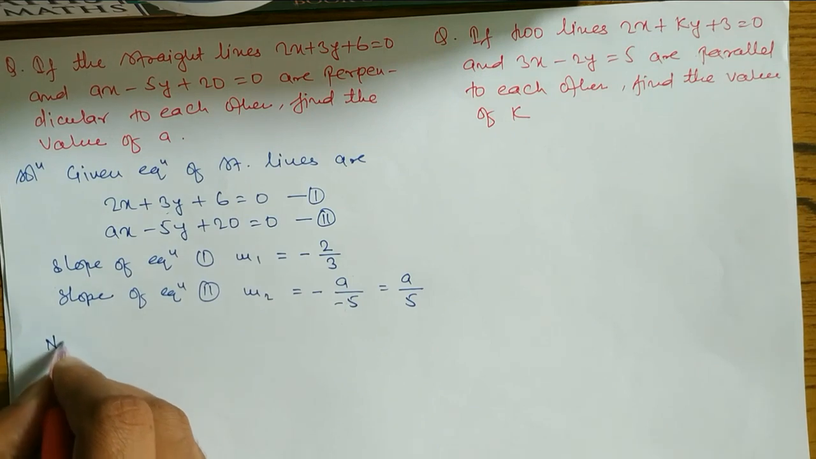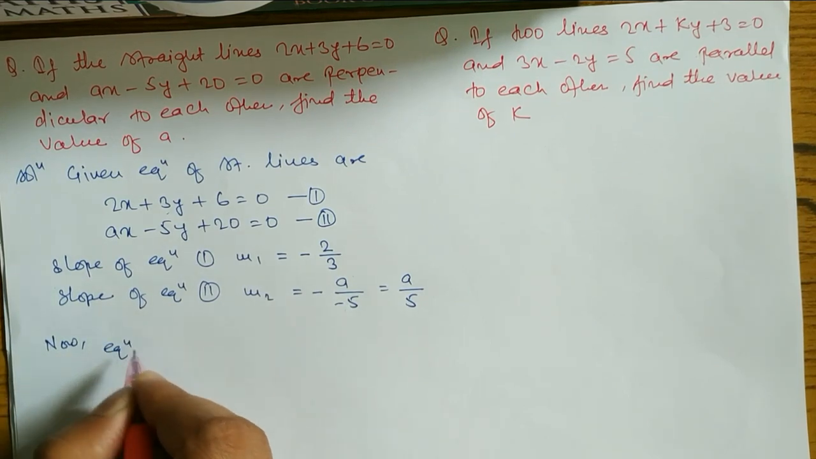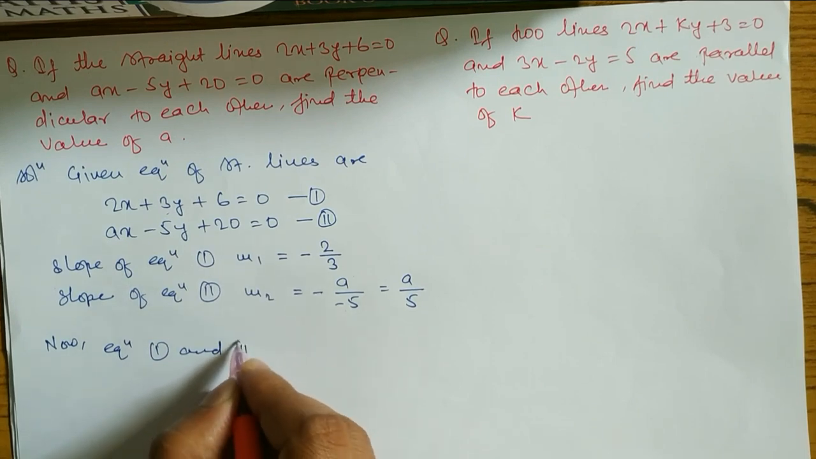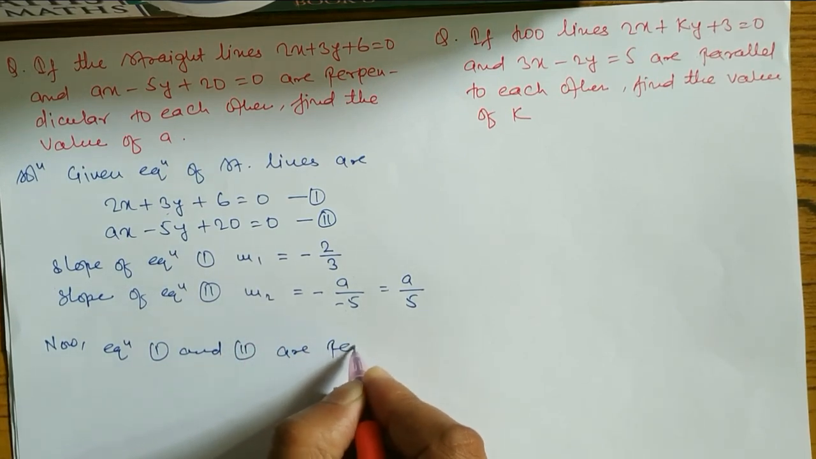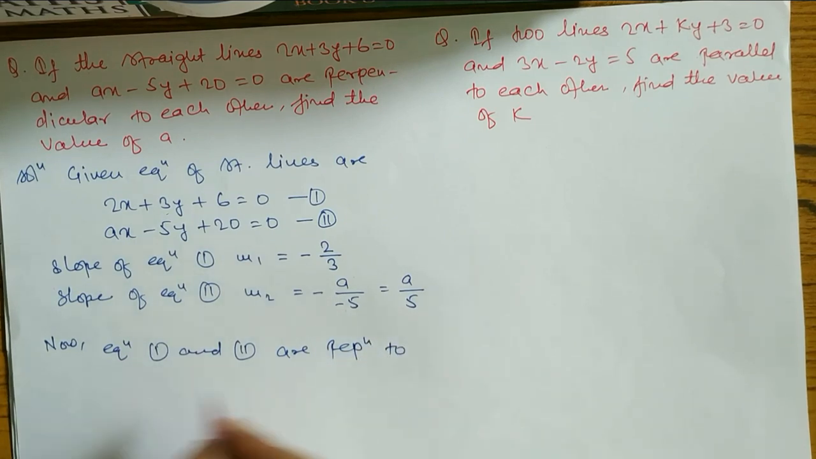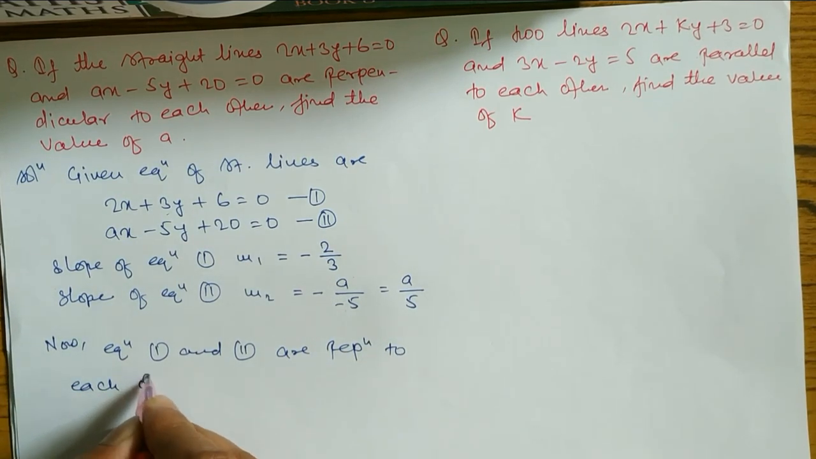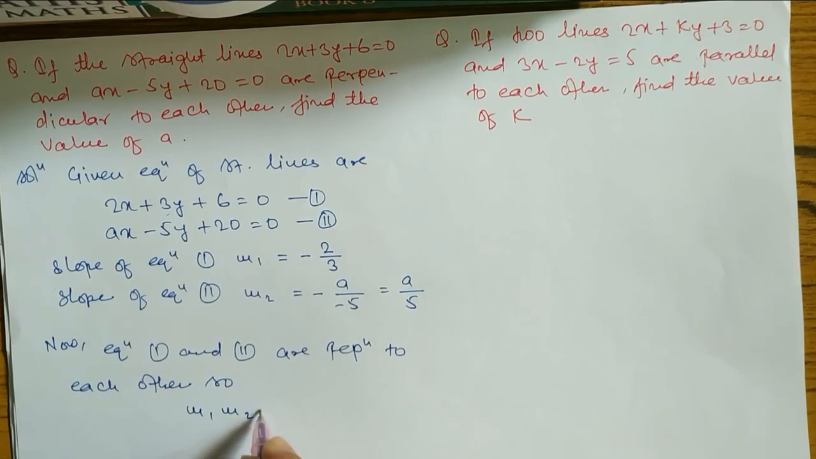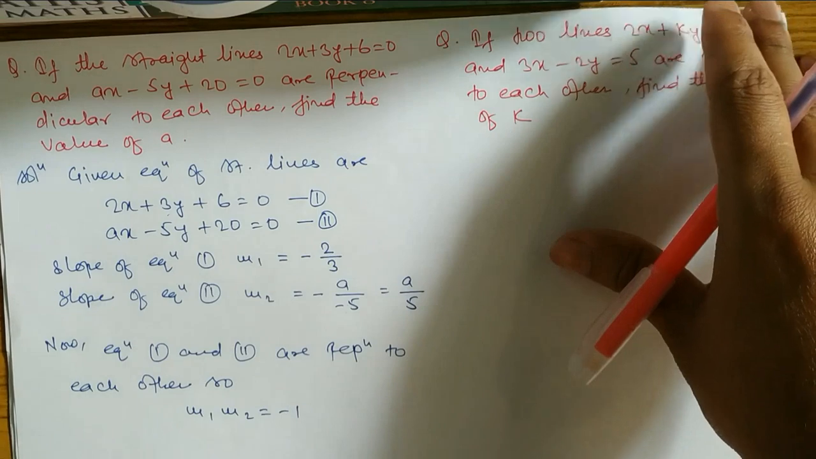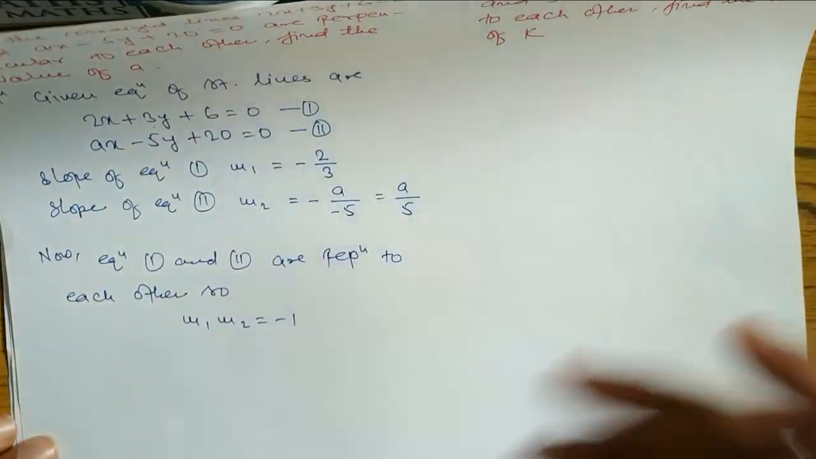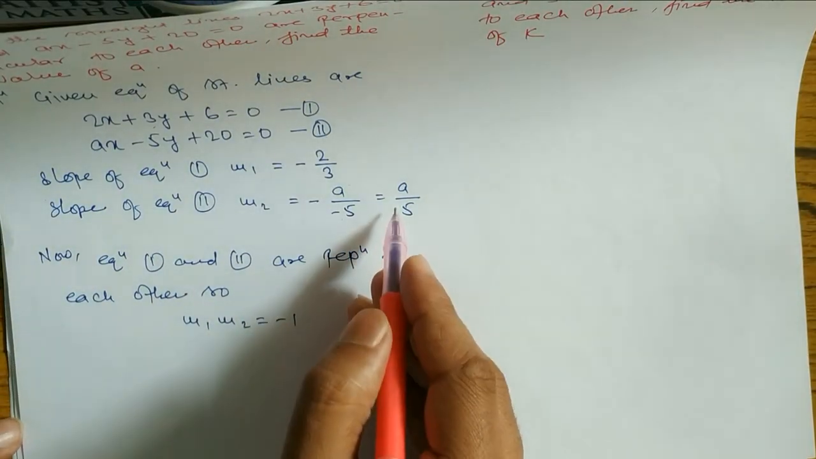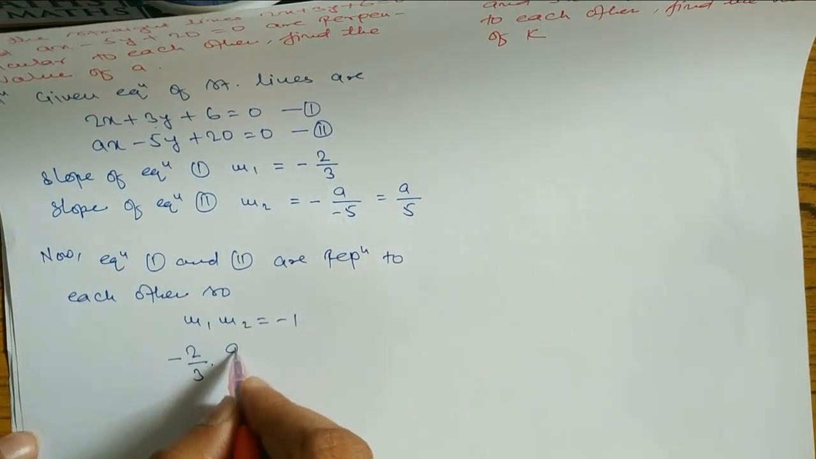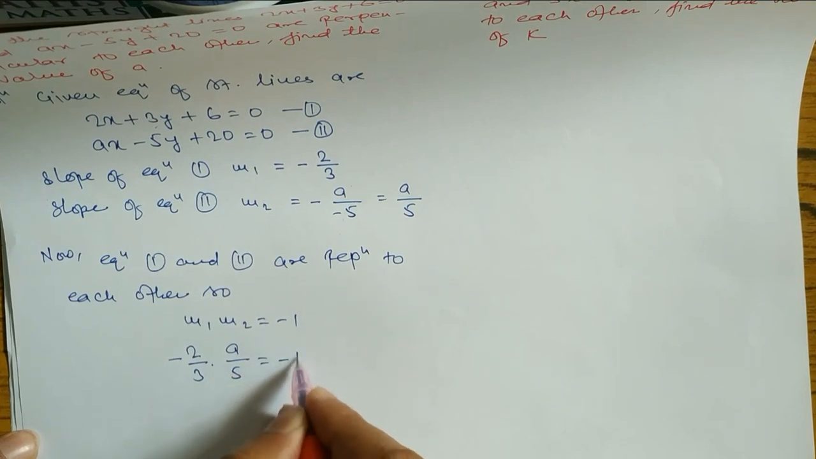Now line 1 and line 2 are perpendicular to each other. So m1 m2 is equal to minus 1. When two lines are perpendicular to each other, then m1 m2 is equal to minus 1. The value of m1 is minus 2 by 3, and the value of m2 is A by 5, so the product is equal to minus 1.